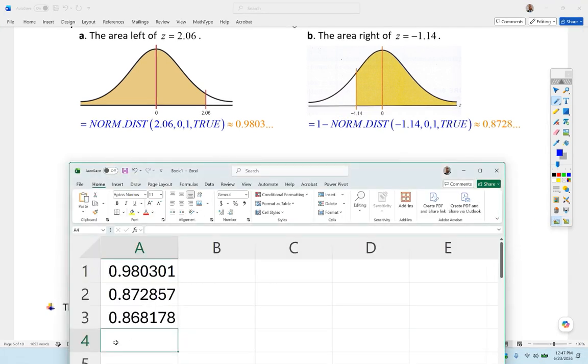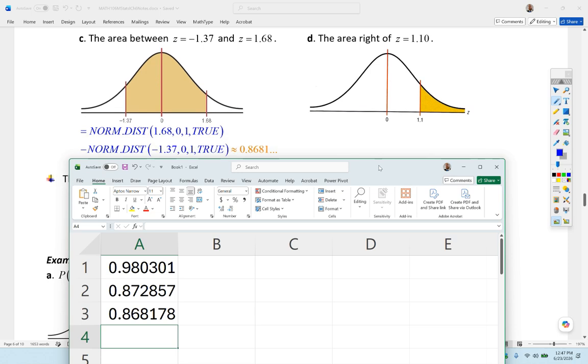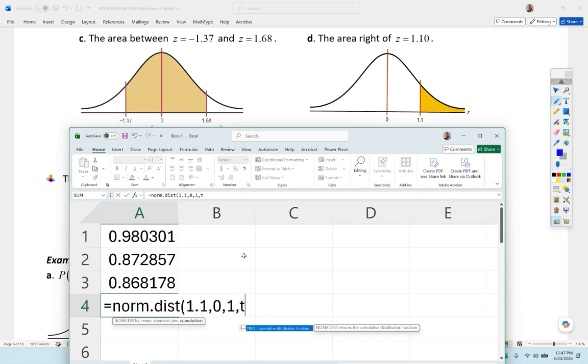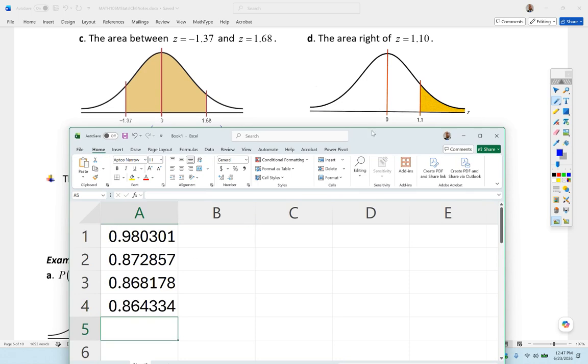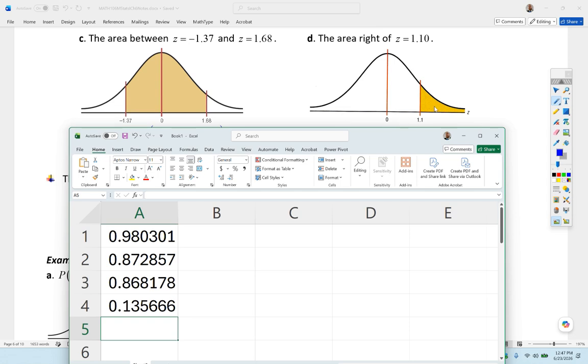Okay, so if I do, let's get this out of the way here. There we go. Okay, NORM.DIST, right? 1.1, comma 0, comma 1, comma true. Okay, that's 86, which is obviously this white area. That's not correct, right? So we do 1 minus. Okay, we get about 13.5, which is this area up there.